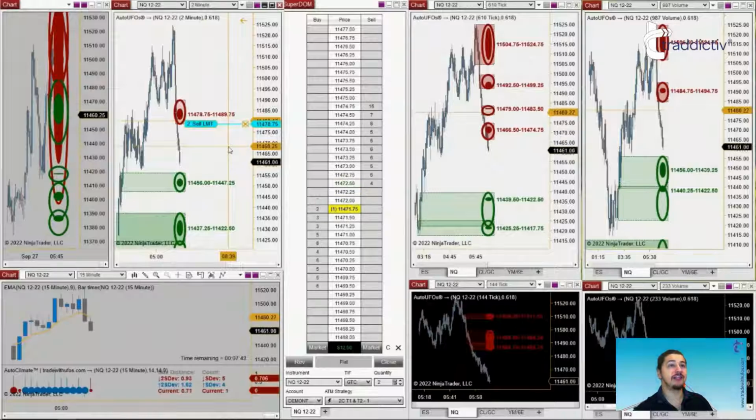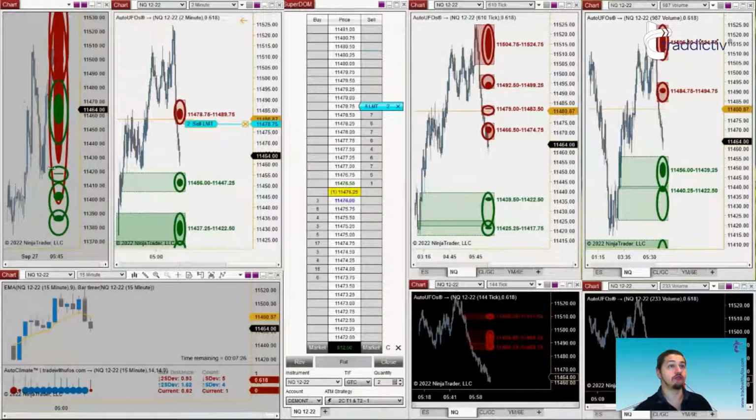Now, one thing that we need to mention is the fact that we are currently in a filled UFO, on this auto climate. Therefore, where will our final target be? That's going to be all the way down here at the first opposing, also filled UFO, and that's going to be at this 11 40. 11, I'm sorry, 11 420, 11 425 area.